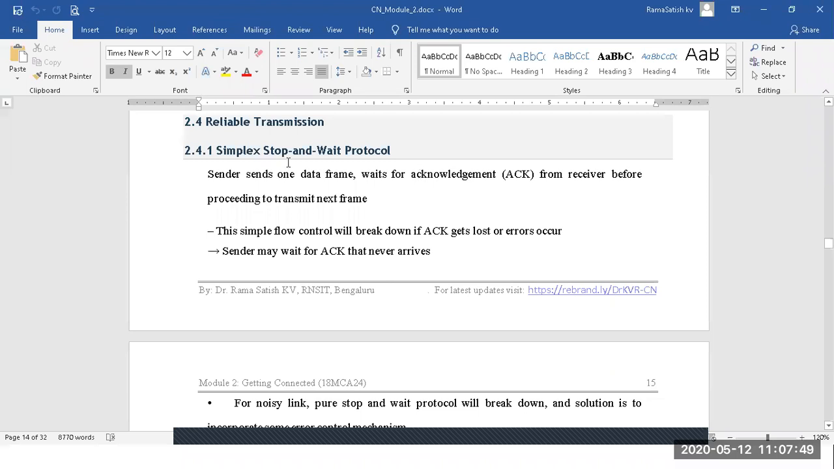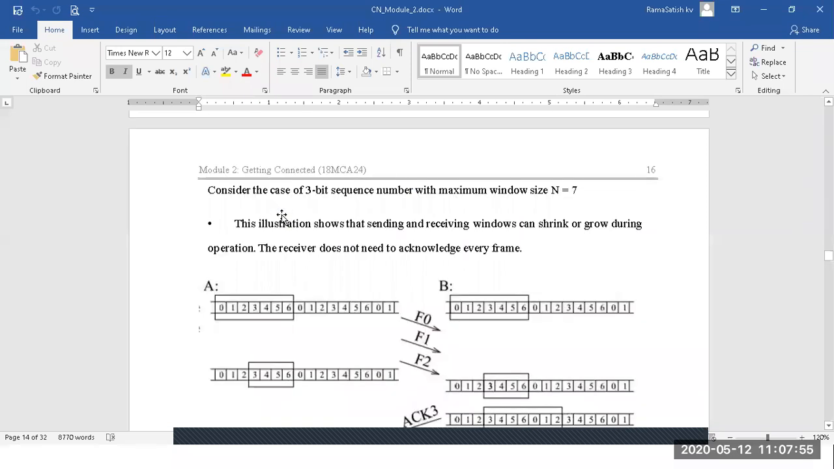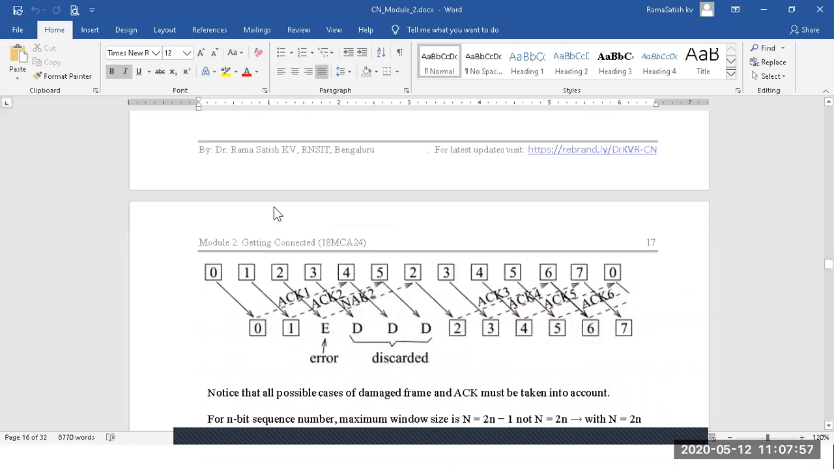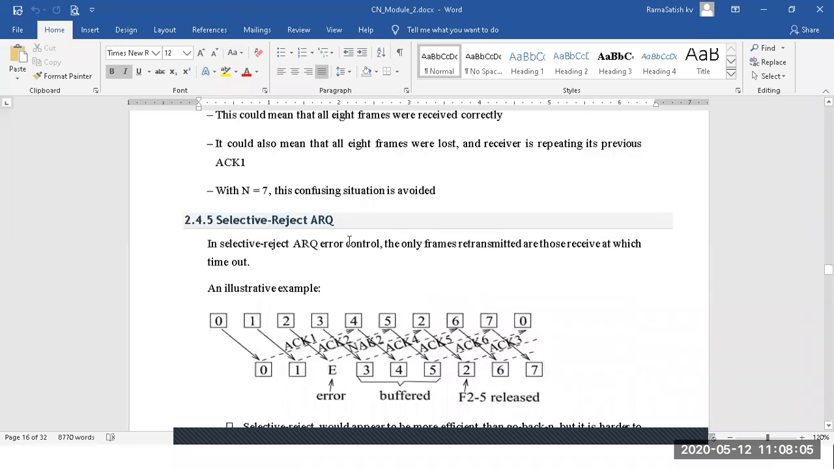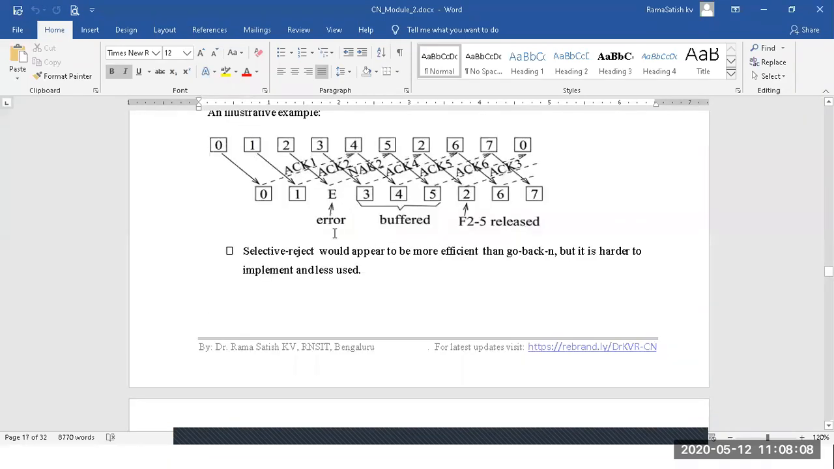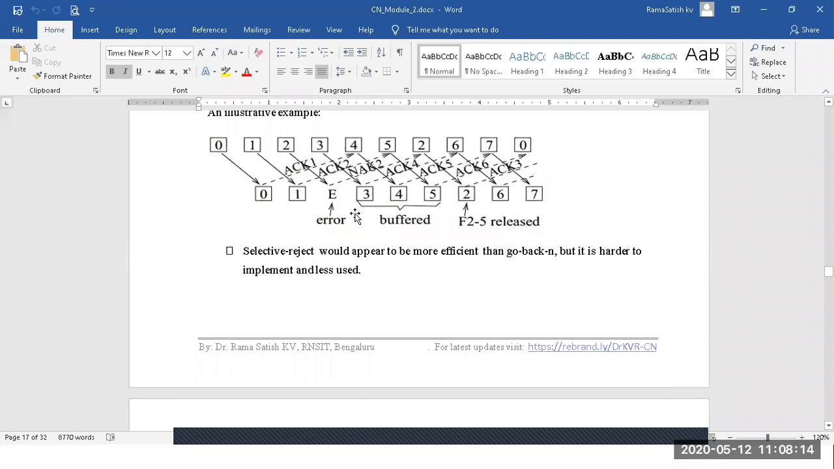Reliable transmission: you have simplex stop and wait transmission, the sliding window protocol, and go back n. Go back n will discard all the packets whenever there is an error. In selective repeat ARQ, only the erroneous packet will be discarded and all others are taken. A negative acknowledgement is sent only for that, so packet number 2 will be retransmitted again.